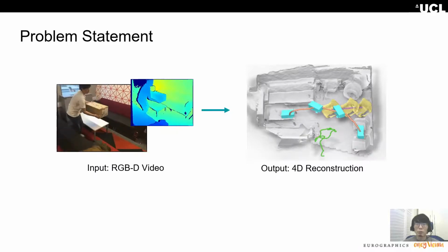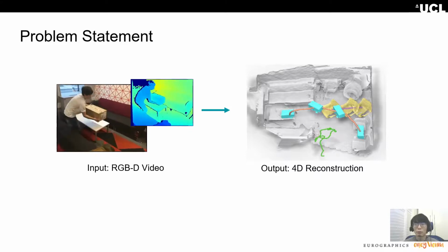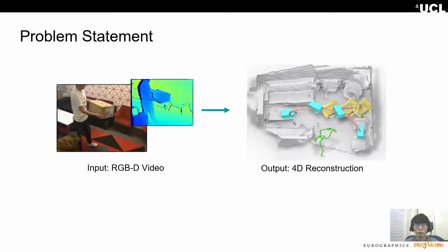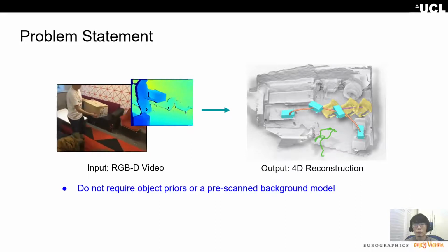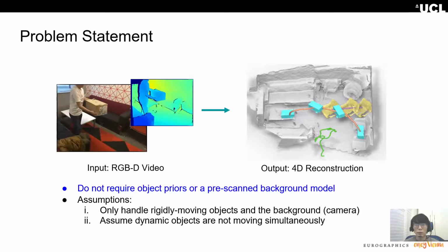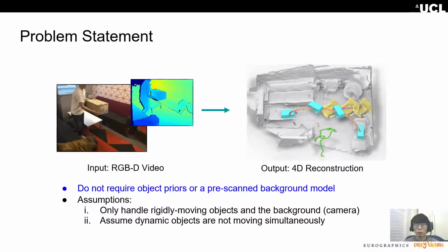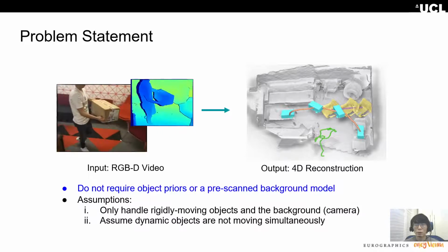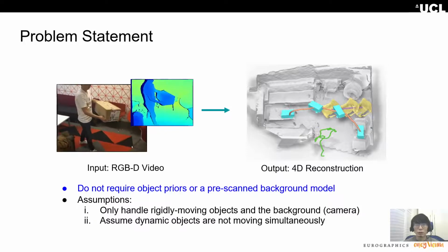Now let's see our problem statement. We take RGB-D video as input and output a full scene reconstruction. We do not use any object prior, nor require pre-scanning the static background. To regularize the problem, we impose the following assumptions. We only reconstruct rigid moving objects and the background. We assume moving objects are not moving simultaneously.